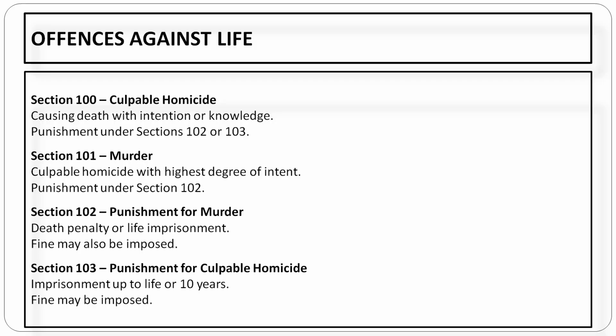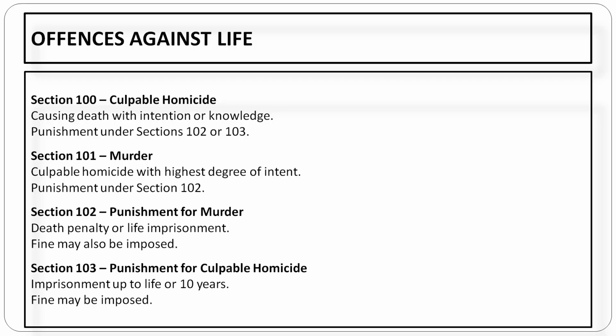The next one is Section 101, murder. It defines the offense of murder. Murder is a form of culpable homicide with the highest degree of intention or knowledge. It involves clear intention to cause death or bodily injury likely to cause death. The law treats murder as the most serious offense against life. The circumstances show extreme cruelty or certainty of death. The punishment for murder is given under Section 102.